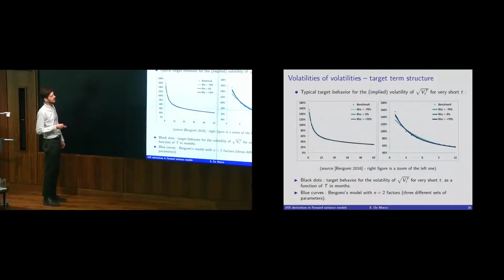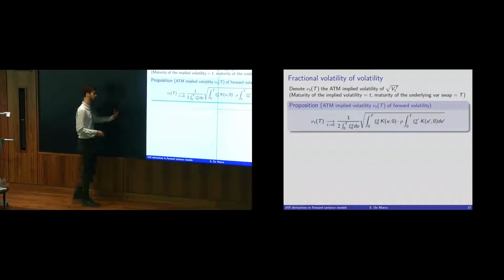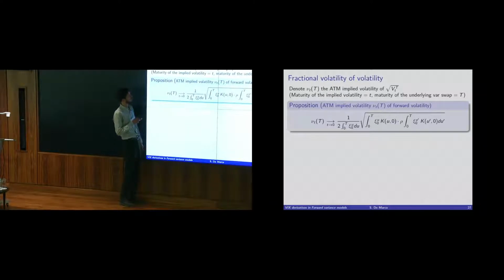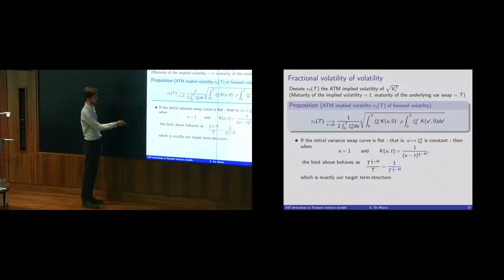The red points are a benchmark, okay? And the right picture is a zoom of the left picture. The lines are what Bergomi's model, the classical Bergomi's model, is able to do with two factors and different sets of parameters, okay? So the result here is a result about the implied volatility of the variance swap volatility, okay? The fact that, if you accept to call it nu, no matter the notation, okay? The implied volatility of variance swap volatility, as t goes to zero, tends to a certain object that is a function of capital T, okay? It depends on the initial variance swap curve, psi zero, and on the kernel capital K. And on the correlation rho you're putting between the different factors, if you want to use several factors, okay? Then if you just choose psi zero, you choose K, okay, in this right-hand side.